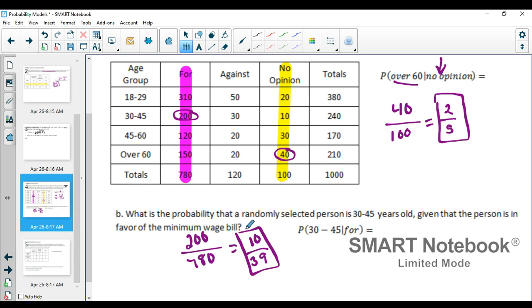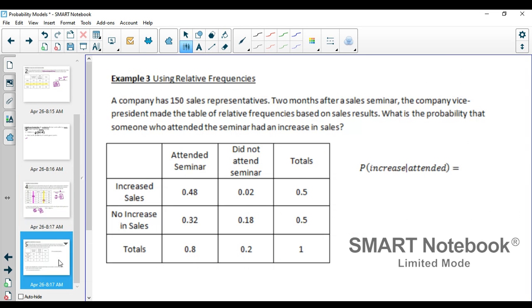And there we go. All right, and on to our last example, because these notes are kind of short. A company has 150 sales representatives. Two months after a sales seminar, the company vice president made the table of relative frequencies based on sales results. What is the probability that someone who attended the seminar had an increase in sales? So it's the probability of increase given that they attended.